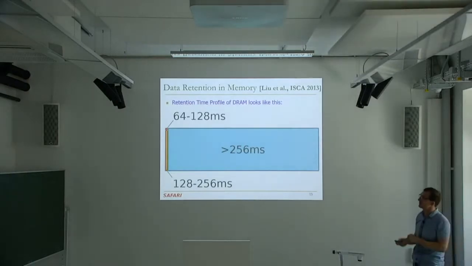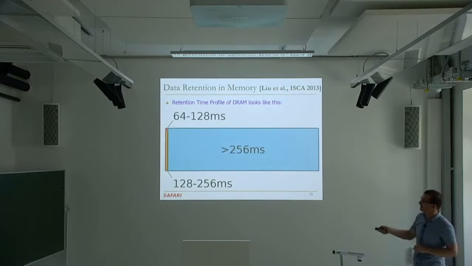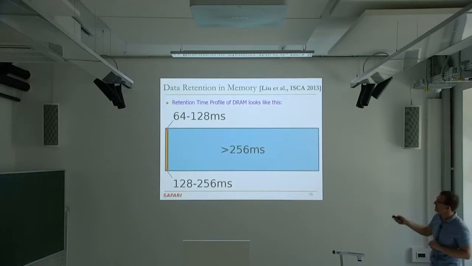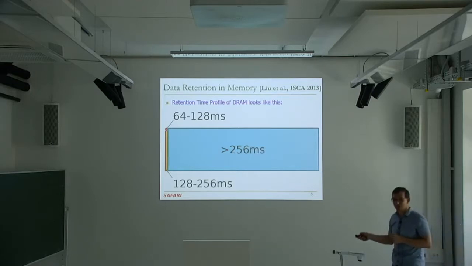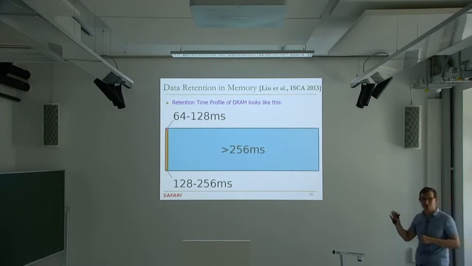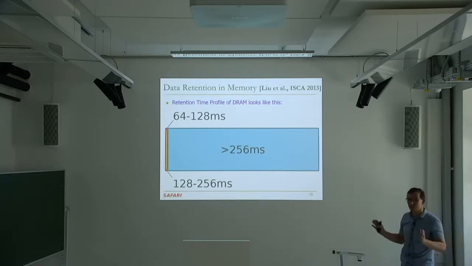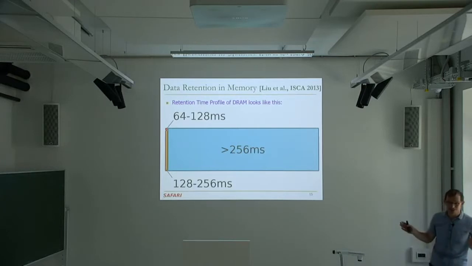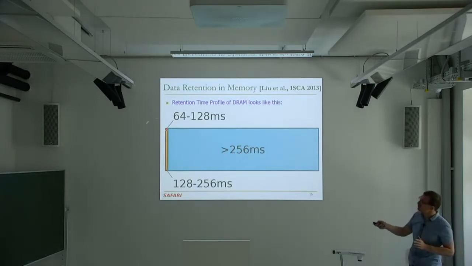And we basically found or confirmed the fact that you have this sort of data retention profile. You don't need to refresh everything every 64 milliseconds. You can get away with refreshing most of the cells every 256 milliseconds. In fact, many cells retain data for hundreds of seconds. It's really amazing, especially at low temperatures. If you're operating at low temperatures, like 25 degrees, 30 degrees, you can count on DRAM retaining a lot of the data. But there are some weak cells that lose charge very quickly.